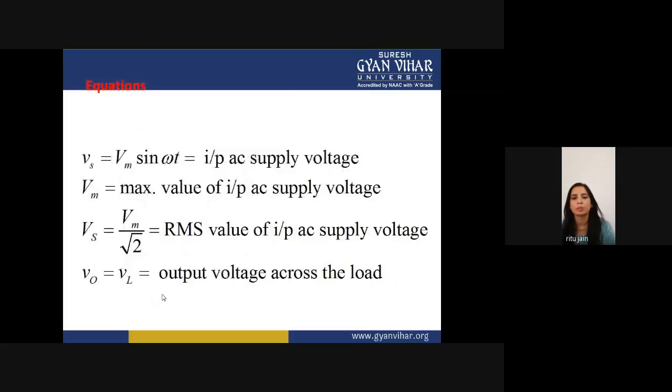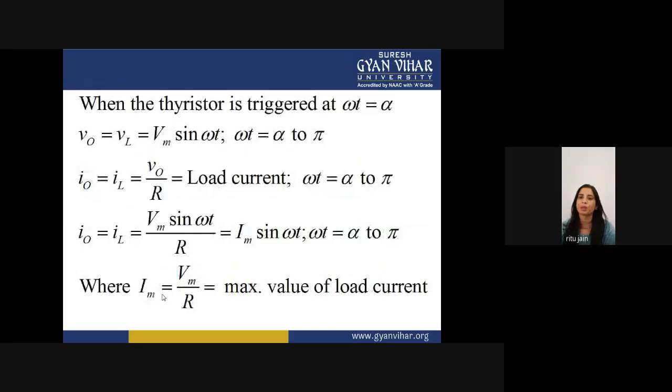Now, these are some equations by which you can easily understand the working principle of the phase control rectifier. Vs equals Vm sine omega t, which is your input AC supply voltage. Vm is the maximum value of the input AC supply voltage. Vs equals Vm upon root 2, the RMS value of the input AC voltage. V naught equals VL, the output voltage across the load. When the thyristor is triggered at omega t equals alpha, V naught equals VL equals Vm sine omega t, for omega t from alpha to pi.